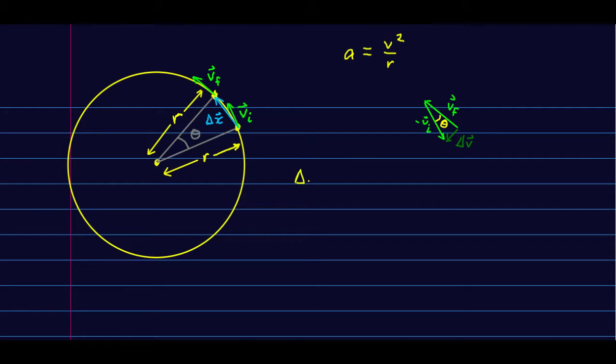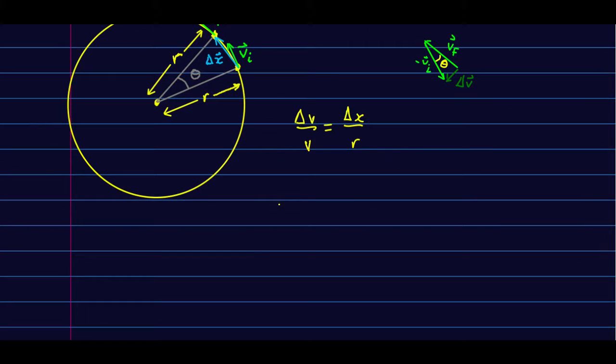And whenever you have similar triangles, ratios of side lengths are the same. So in particular, this means that delta V, I'm not going to put a vector on it, I'm saying the magnitude of delta V, over the magnitude of either of these, but that's the same. That's just V, the speed, in uniform circular motion, is equal to the magnitude delta X over R. There's the similar triangles.